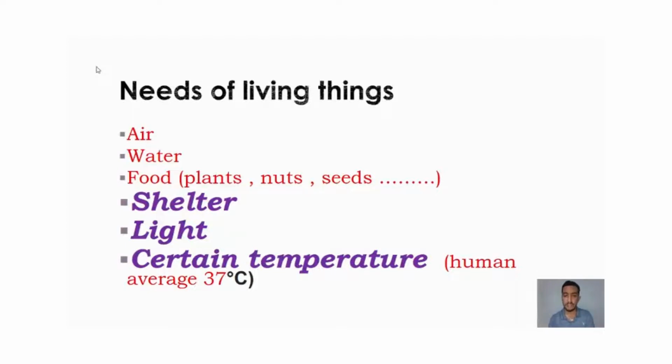Every living thing needs a shelter too. For example, for us humans, our shelter is our house, where we live, where we hide from the rain, and where we sometimes hide from the high temperatures. Every human needs light. We need to see the sun sometimes, or we will be blind. And every human needs a certain temperature to survive and stay alive, not too hot and not too cold.